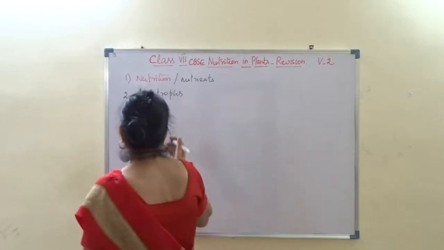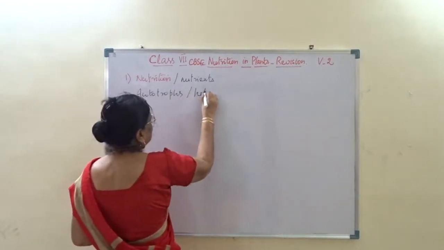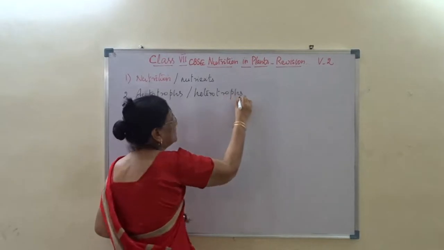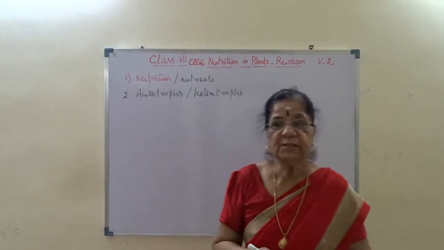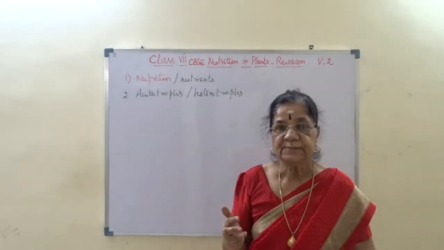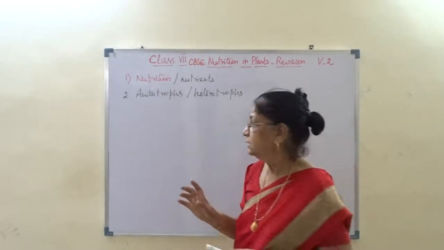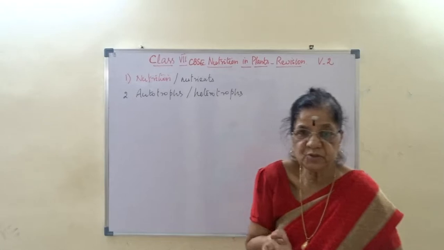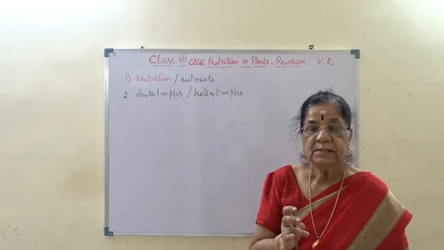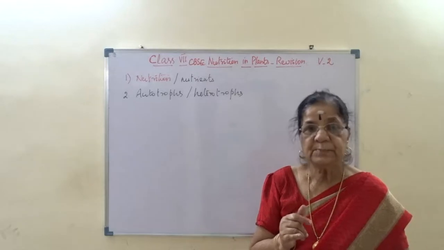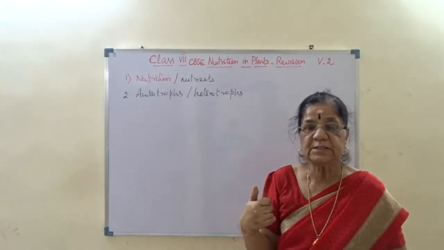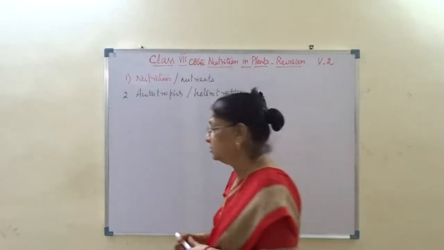And then you should know heterotrophs also. Plants or organisms which cannot prepare their own food are heterotrophs. You should know the definition, and the heterotroph types: parasites, saprophytes, insectivorous plants and symbiotic relationship. Definition and example you should know.